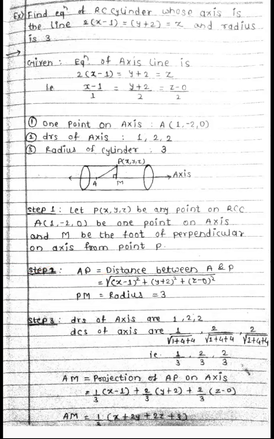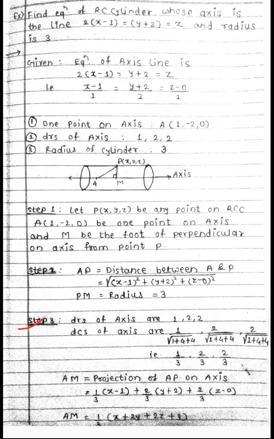And second is PM, that means radius equal to 3. So we obtain the AP line in the second step, and PM is already given. Now the third line, AM, we need to calculate. For that, look at step number 3, the DRs of the axis.